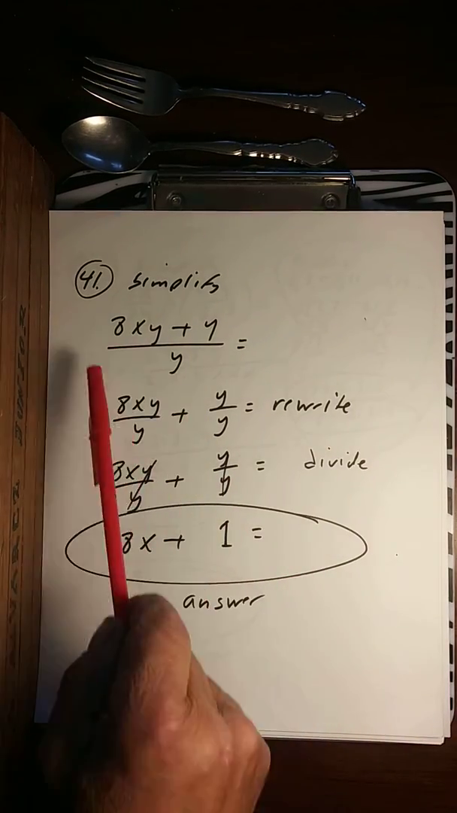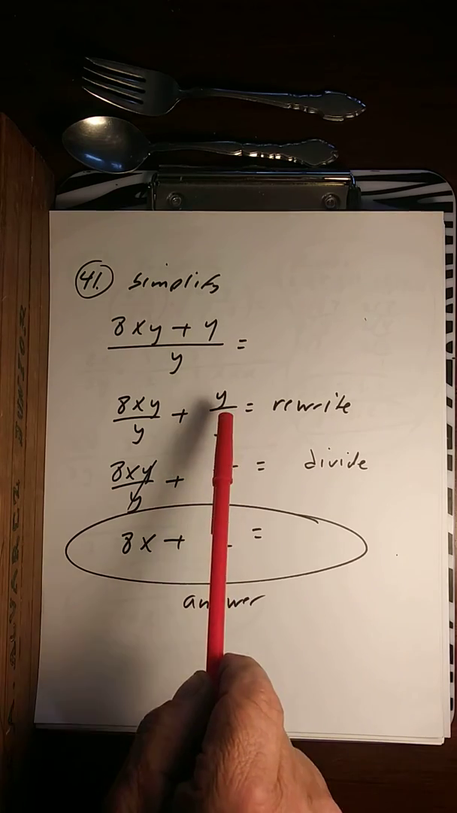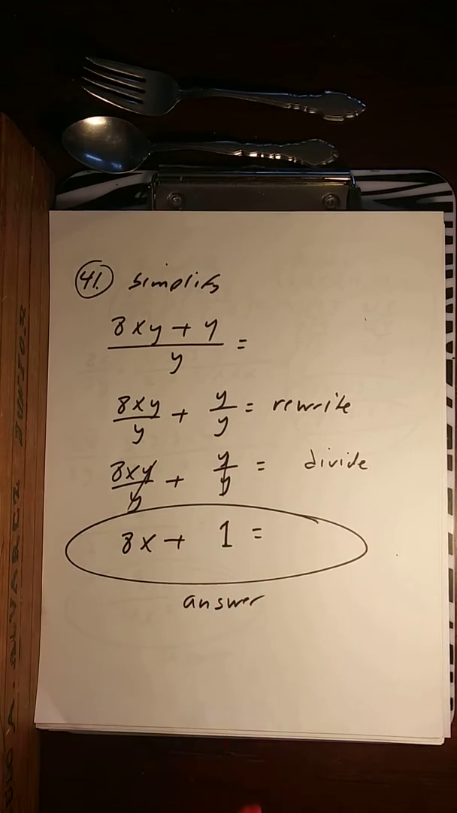Simplify this. Break it up into fractions. So we have 8xy over this, y over y. And y over y is a 1. And then this cancels out, so you have 8x plus 1.